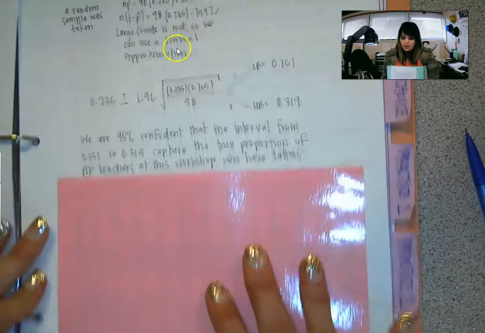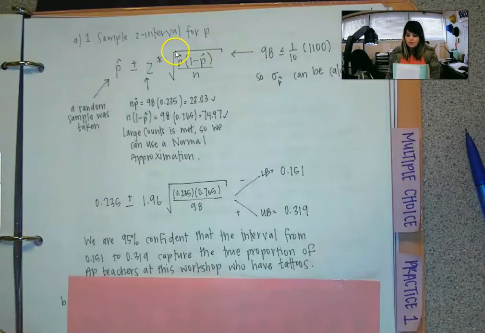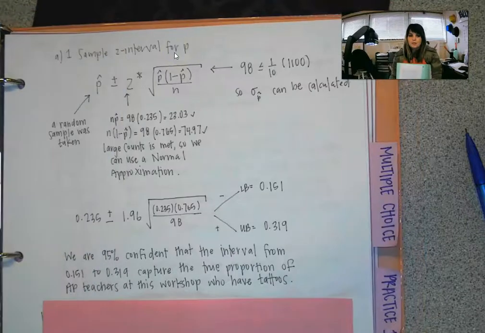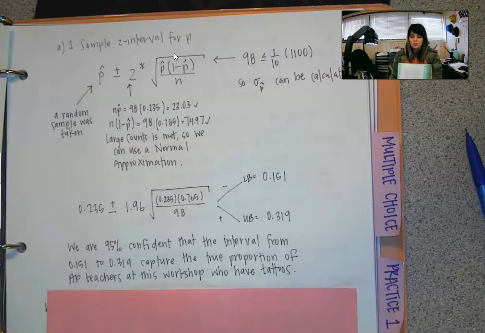Okay, so for part A, this is your confidence interval. Notice 1 sample Z interval for P. I am not going to walk through this entire problem. Please make sure that you checked your conditions.